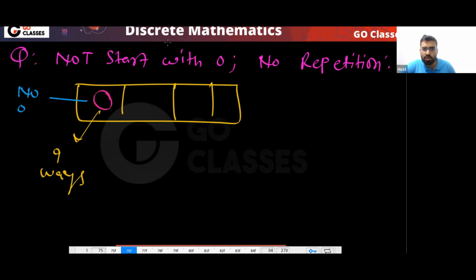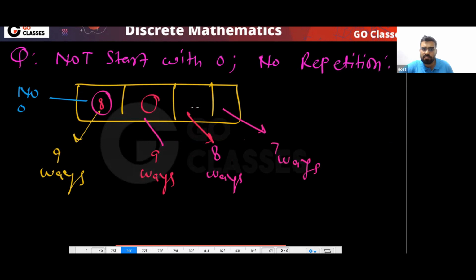Now whatever I put here, how many ways do I have here? Now I have 9 ways. Because if I put, for example, 8 here, now I cannot put this 8 here, but I can put 0 here. So I have 9 ways. Now, whatever I put here, how many ways? There are 8 ways. And then there are 7 ways. Yes or no? So the answer will be this.